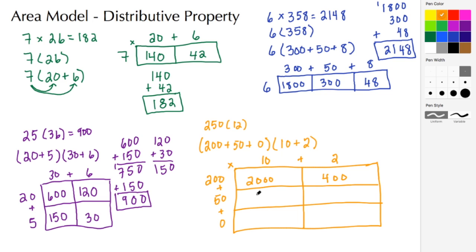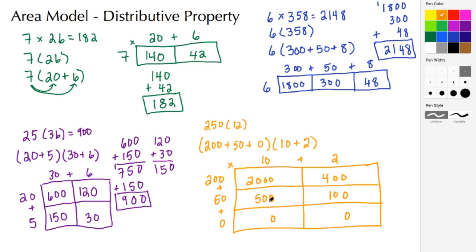5 times 1 to give me 5. I have a 0 here and a 0 here, so I tack on 2 zeros. 5 times 2 to give me 10, and I have 1 0 here to tack it on. 0 times 10 to give me 0, and 0 times 2 to give me 0. So here are my 6 partial products, and I need to add all these up.